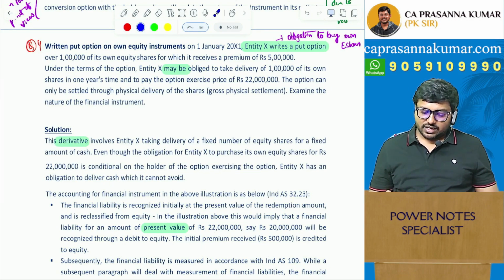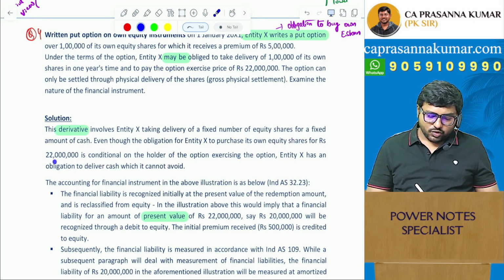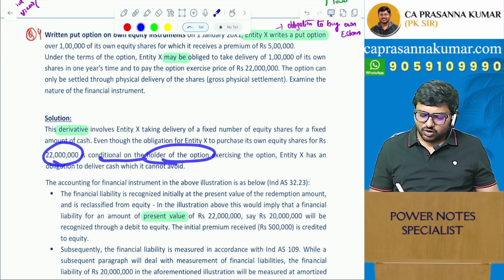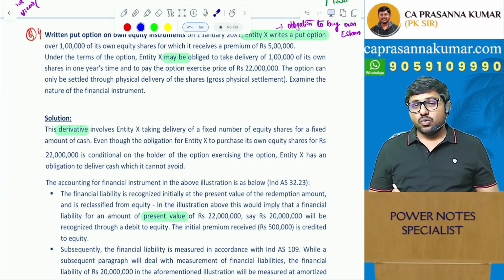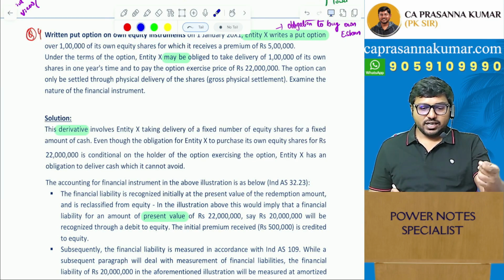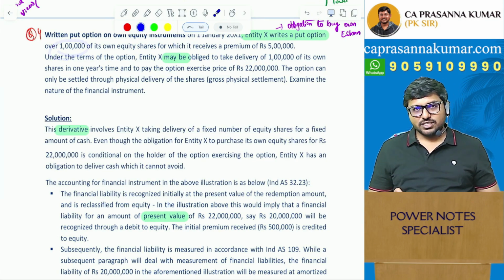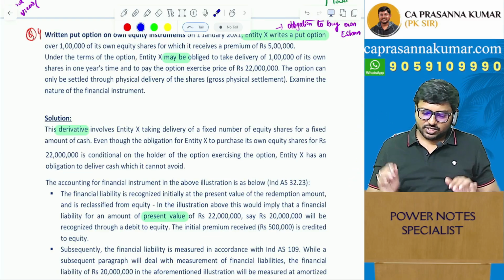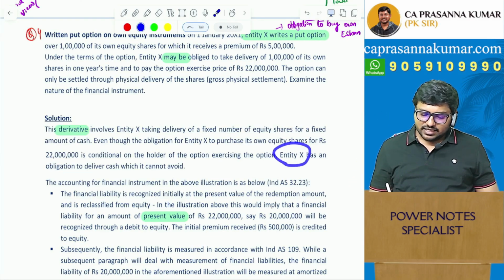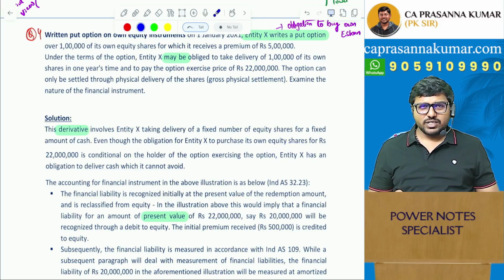The second thing is, therefore there is always a question mark. Correct? Suppose this guy does not exercise, then what will happen? You understand what I'm trying to say? Now, 22 million is conditional on the holder of the option exercising the option. So only if the holder exercises the option do you have to pay 22 million and get 1 lakh of your equity shares. Otherwise, this will not happen. Fantastic. So now, entity X has an obligation to deliver cash, which it cannot avoid.